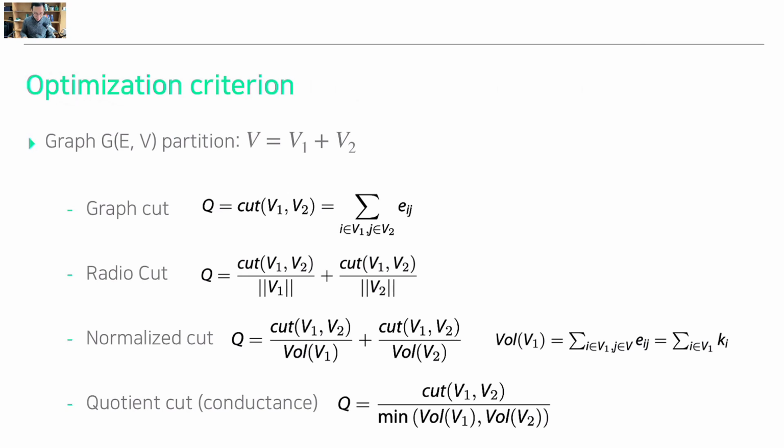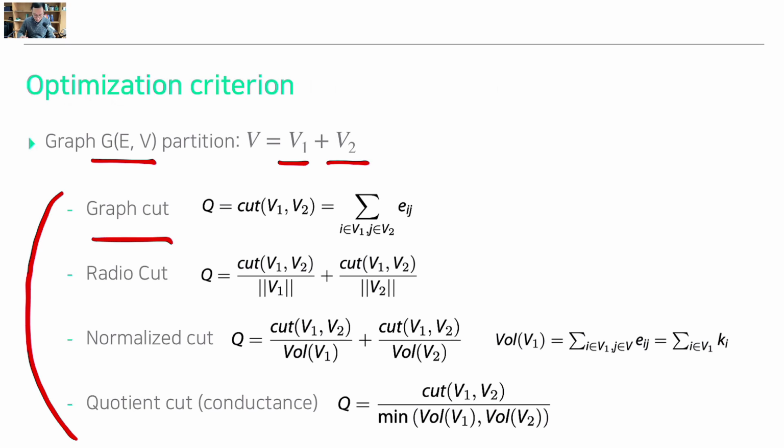With respect to the optimization criterion, we assume that the graph input is partitioned into 2 sets of vertices, and we can suggest 4 possible criteria. These are some of the most popular criteria, and not all the criteria. To divide the graph input, we can minimize the graph cut.